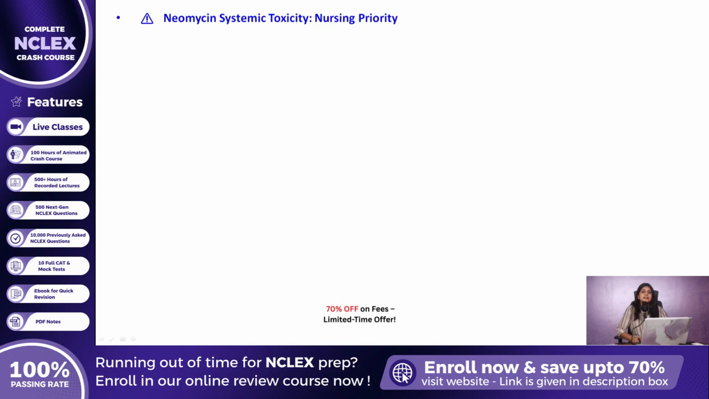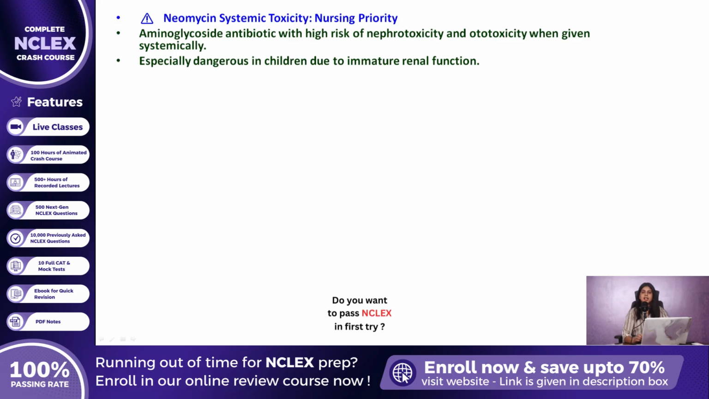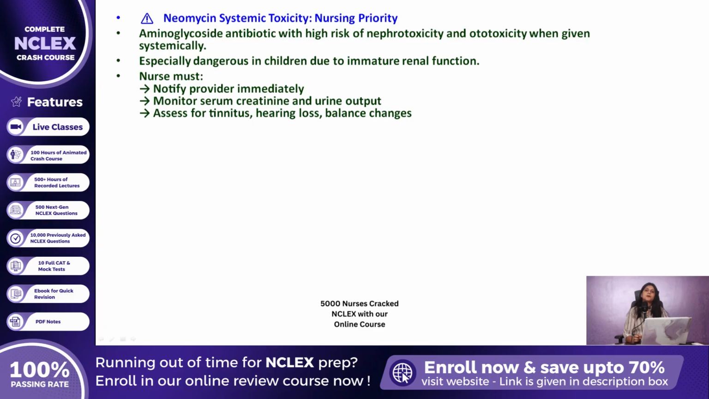Now, let us focus on what makes this the correct choice. Neomycin is an aminoglycoside antibiotic, and when administered systemically, especially in error, it poses a significant risk for nephrotoxicity and ototoxicity. These effects are well documented and particularly worrisome in children whose renal systems are not fully matured. Systemic absorption can impair renal tubule function and accumulate in the inner ear, leading to irreversible damage to the cochlear and vestibular systems. The nurse's primary responsibility here is to notify the provider immediately and begin monitoring renal function through serum creatinine and urine output, while also assessing for any signs of hearing changes, such as tinnitus, balance disturbances, or difficulty responding to sounds.